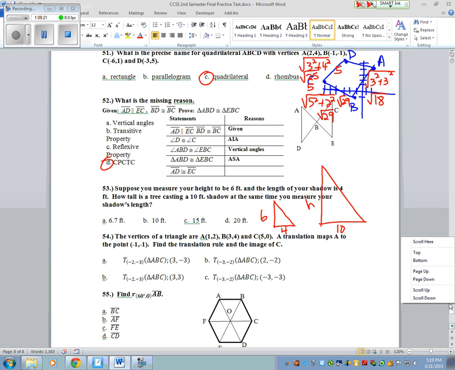So we've got a little bit of proportional reasoning here. So 6 is to 4 as h is to 10, and we cross multiply. 60 equals 4h, so h equals 15 units, 15 feet.